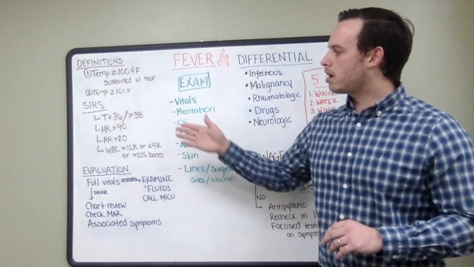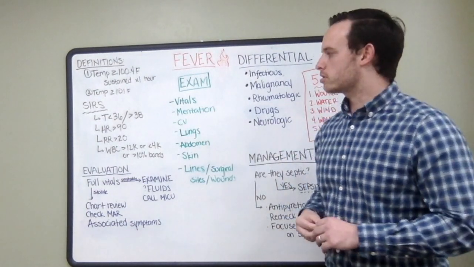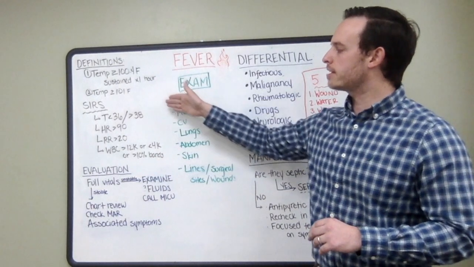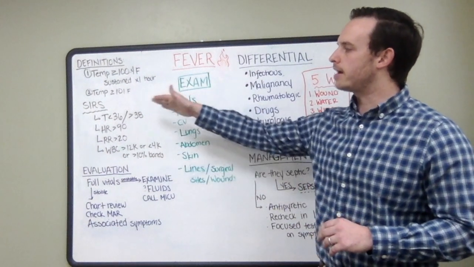Another set of definitions that are important to think about are SIRS. Now for us in our hospital, we still use the SIRS definition. So again, this is a temperature over 38 degrees Celsius or less than 36, a heart rate above 90, a respiration over 20, or a white count over 12,000 or less than 4,000 with over 10% bands. So this is like a risk stratifying system.